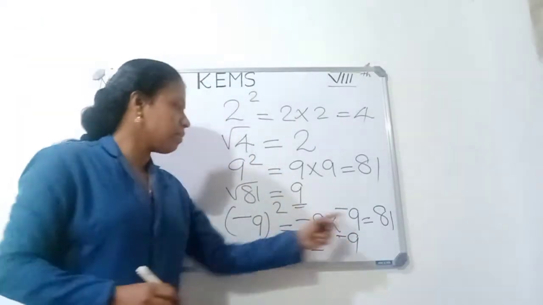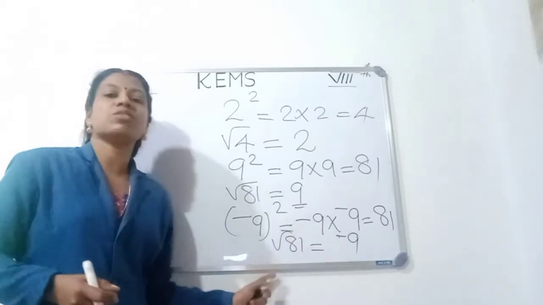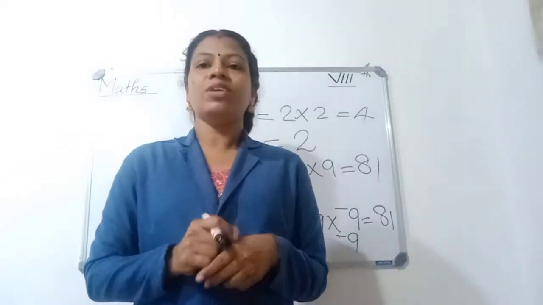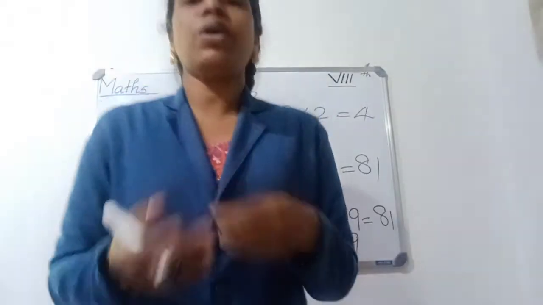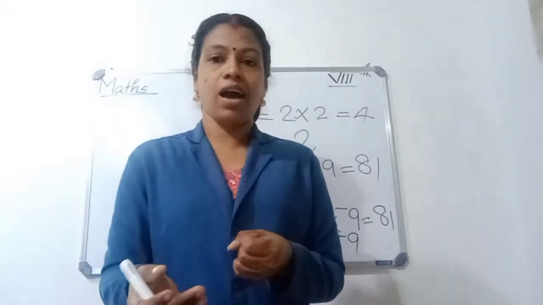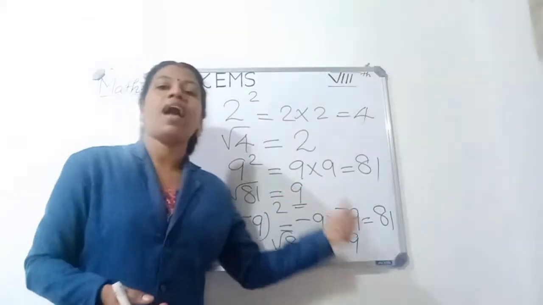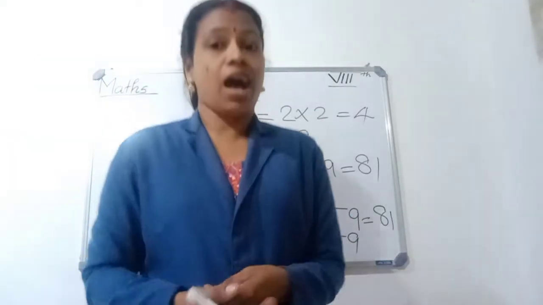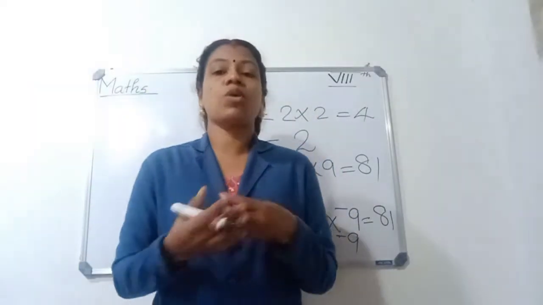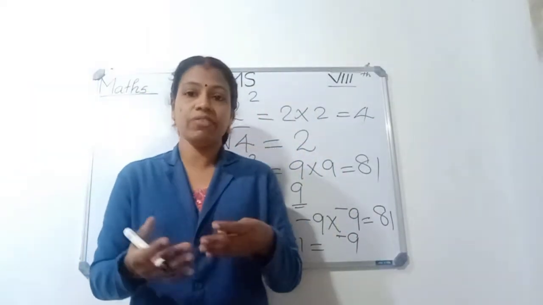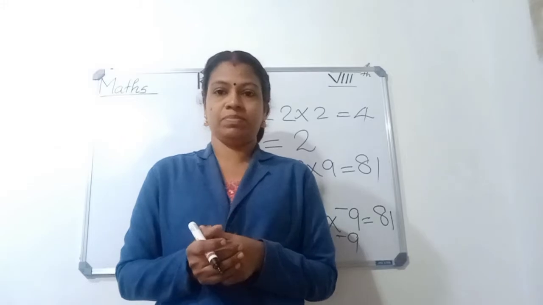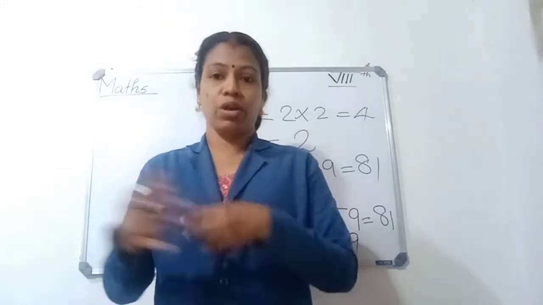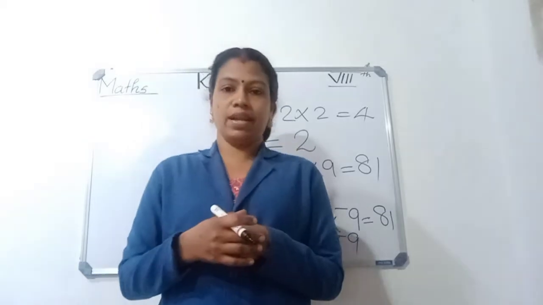Isn't it? Here we are multiplying two negative 9s. So square root of 81 equal to negative 9. So we can say that square roots of 81 are plus 9 and minus 9. So there are two integral square roots of a perfect square number.